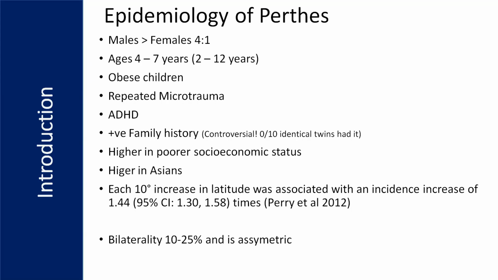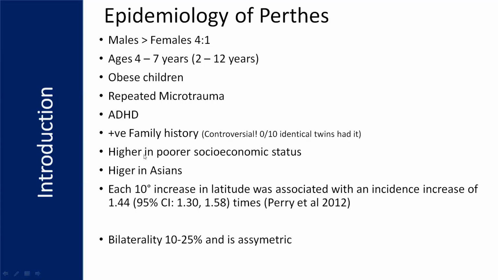Lots of papers suggested that it has a positive family history. If you talk to a patient with Perthes, usually some of the parents would say that they had a sort of hip pain when they were younger that wasn't diagnosed and improved later on. However, there was a small study done on Perthes disease patients with identical twins. 10 patients were included in the study, and 0 out of 10 of the identical twins had it. So it's not really due to family history. It could be due to more environmental factors.